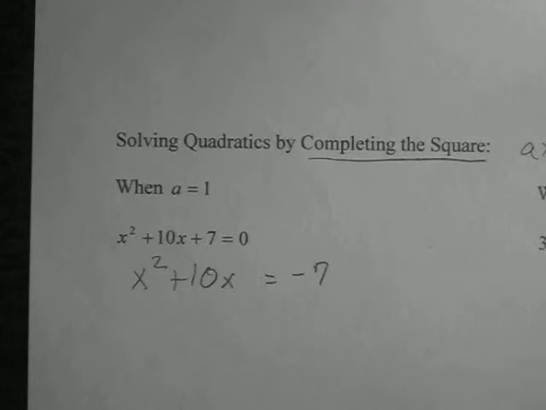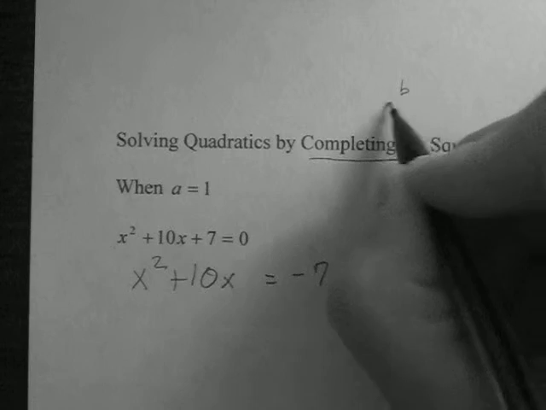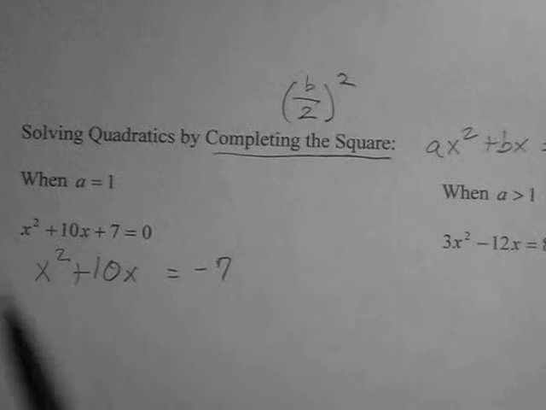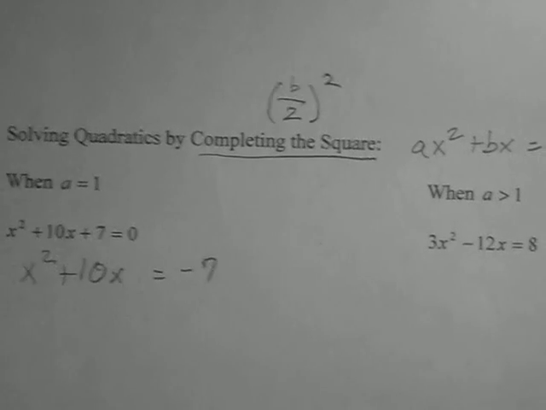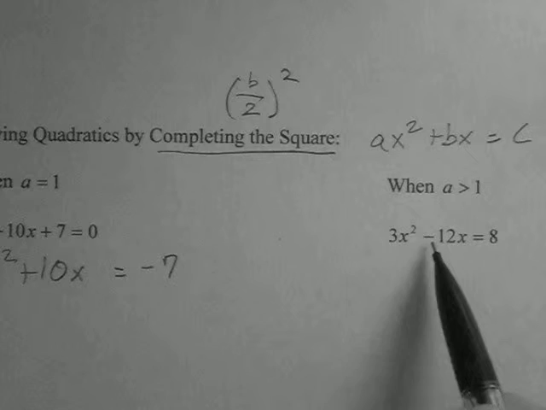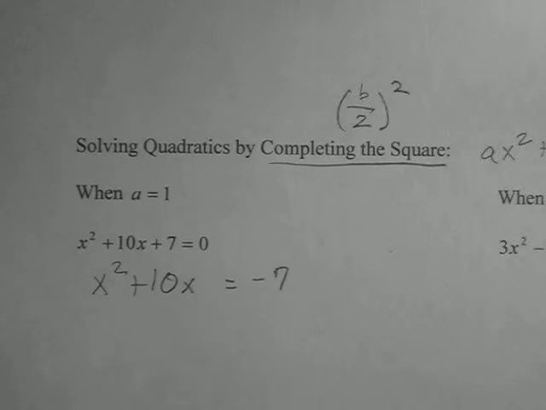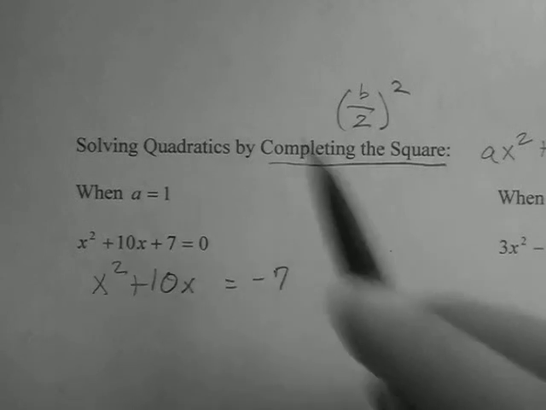And the actual process of completing the square, like we went over in class, is b divided by 2 squared. And b is whatever is in this middle term. So in this problem, b is 10. And in this problem, b right now is negative 12. When we get there, it will change because of the leading term. But we're going to complete the square.